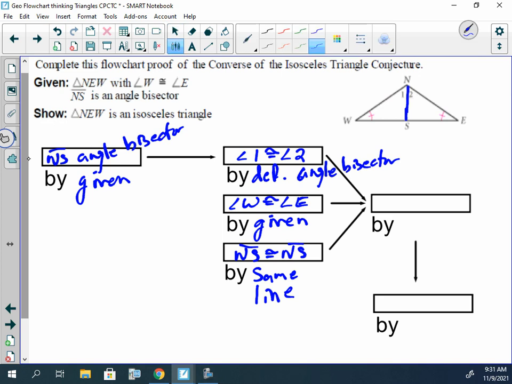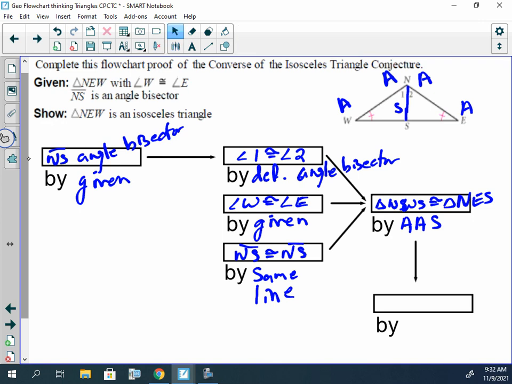So that means what? Triangle NWS is congruent to triangle NES by? Because we had angle, angle, side, or you could say side, angle, angle. And when you're looking at trying to name these, if you have difficulty seeing it, write it out. Write which sides are congruent, which angles are congruent, and then start with one of them.